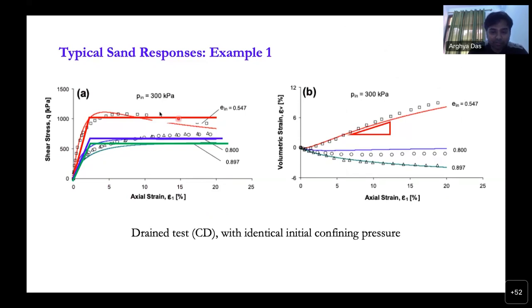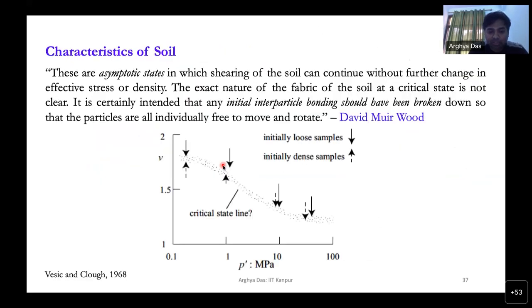Before that, if you look at this particular experimental plot, you can see that as we are loading it further, all these plots are going to merge towards the same location, irrespective of your initial void ratios. This is a very specific or typical feature that soil possesses, that is known as the critical state. So what does it mean?